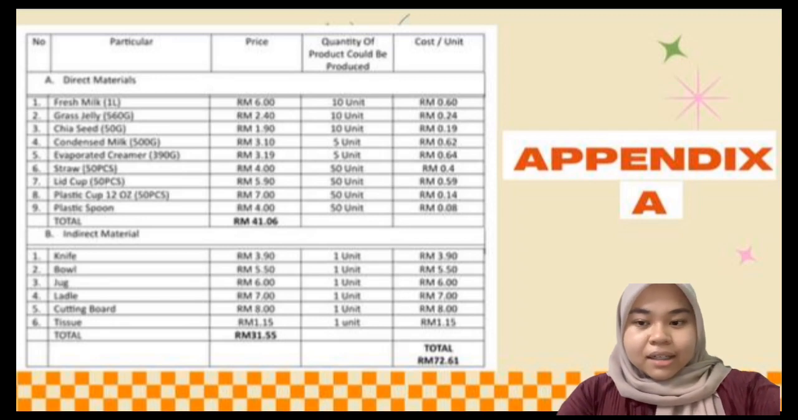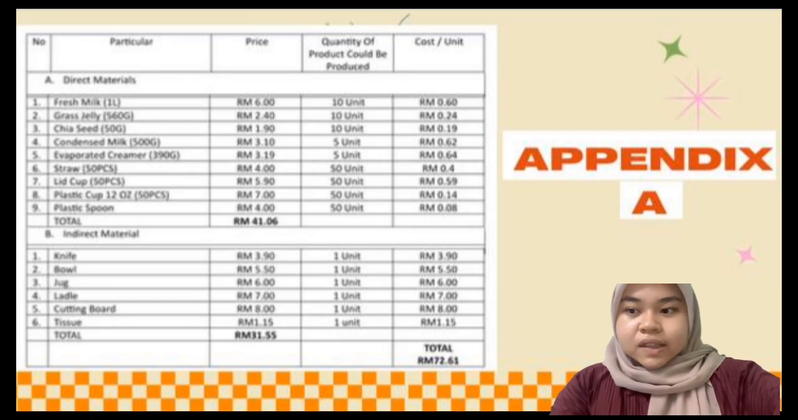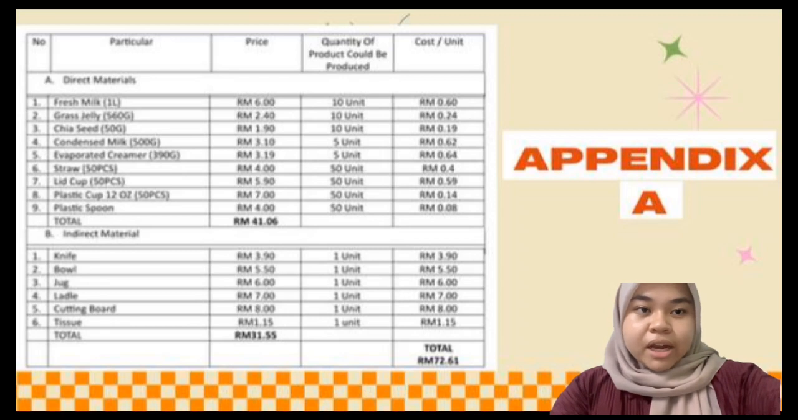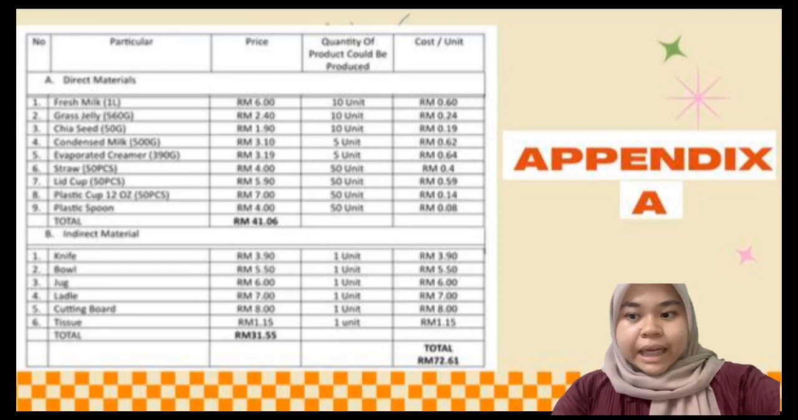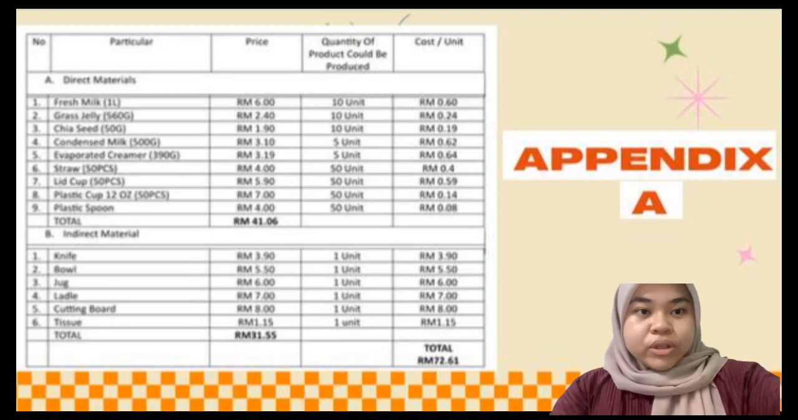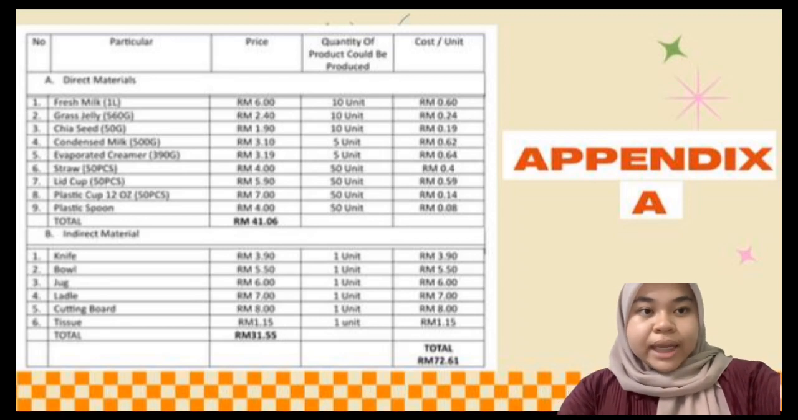Number 3 is jug. The price of the jug is RM6, the quantity is 1 unit, and the cost per unit is RM6. Number 4 is ladle. The price is RM7, the quantity is 1 unit, and the cost per unit is RM7. Number 5 is cutting board. The price is RM8, the quantity is 1 unit, and the cost per unit is RM8. And lastly is tissue. The cost of the tissue is RM1.15, the quantity is 1 unit, and the cost per unit is RM1.15.